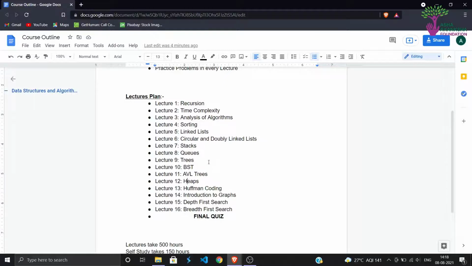Then after all this, we went into graphs. So we talked about the introduction to graphs and real life applications of where graphs are used. And then we discussed two traversal techniques, which were depth first search and breadth first search. So with all that we completed our entire course. So these were the major topics.